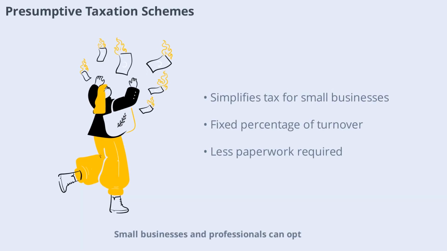Small businesses and professionals can opt for presumptive taxation under Sections 44AD, 44ADA, and 44AE. Here, income is presumed as a fixed percentage of turnover or receipts, simplifying compliance and reducing paperwork. This scheme is ideal for those with lower turnover or receipts and minimal expenses.